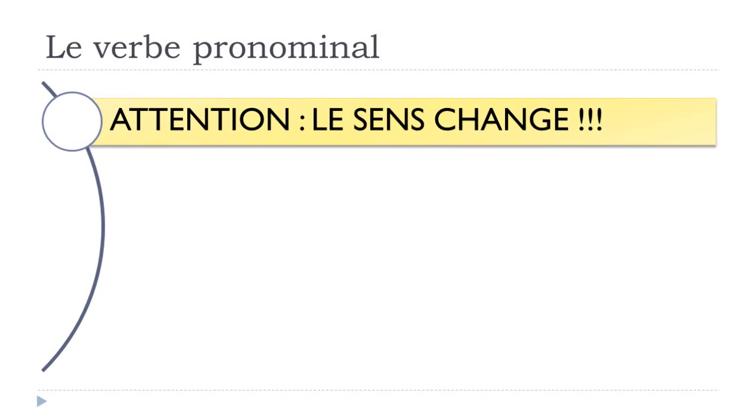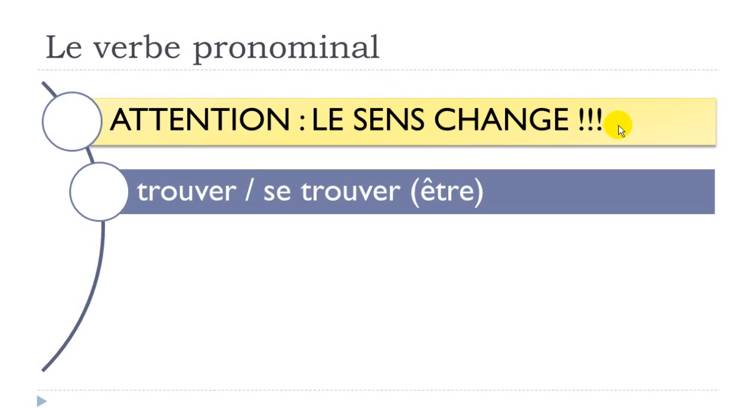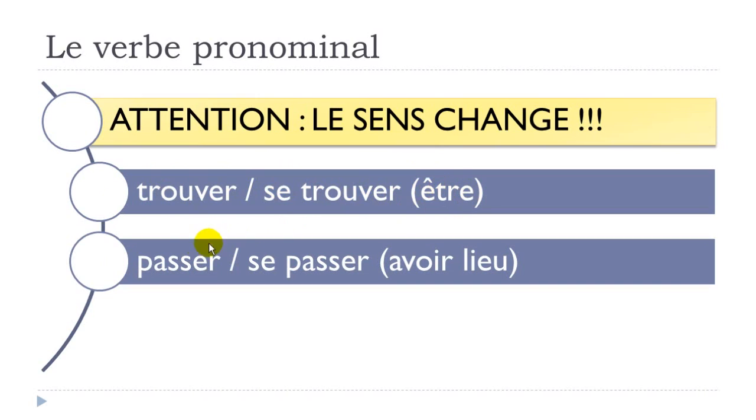Be careful, because in some cases when you add this se in front of the verb, then le sens, so the meaning of the verb, will change. So I will put a few examples here. Trouver is to find, okay, and then se trouver means to be, être. Passer, to pass. Se passer, avoir lieu, so to take place.